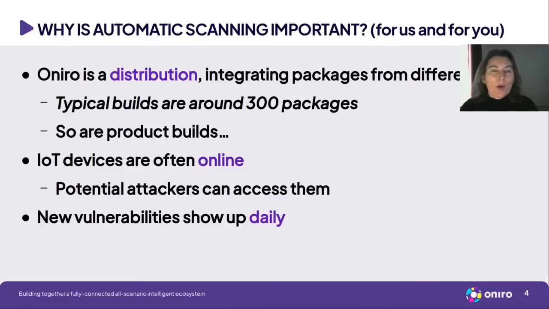So now, why is scanning important for us and important for you? Onnero is a distribution. It means that we get packages from different sources. In a typical build, we do have around 300 packages. Product builds will be probably quite similar, if not bigger. We are aiming at IoT devices, what means that the attackers can access them easily, and security is a very important subject for us for this reason.